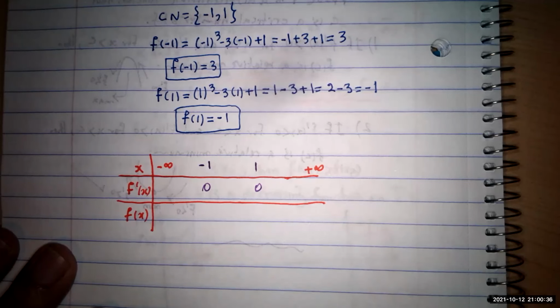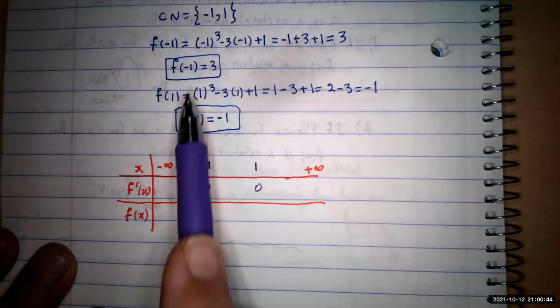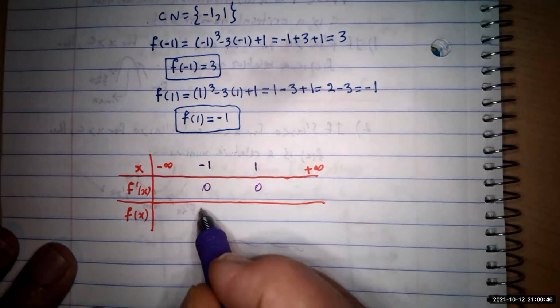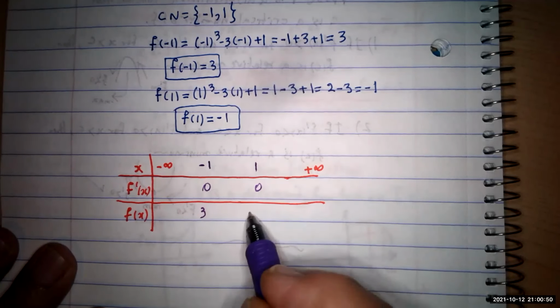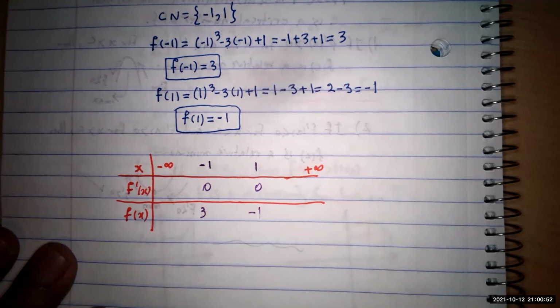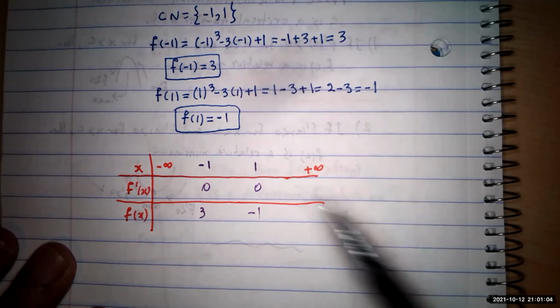Now, the value of the function. F of negative 1 is equal to 3, so that gives 3. F of 1 is equal to negative 1. That gives you the case that we are going to have. So we get F of negative 1 equal to 3.